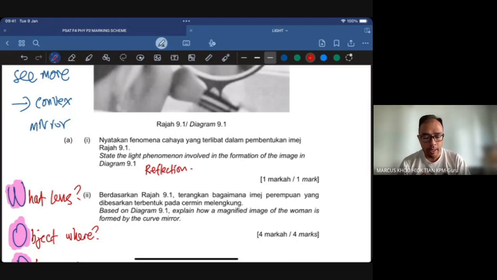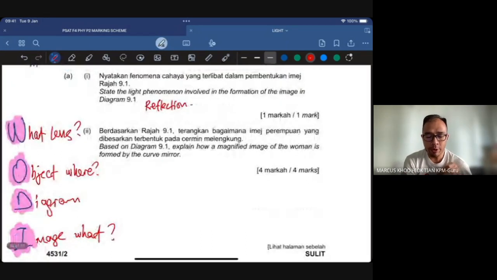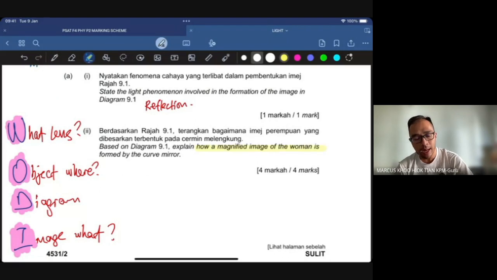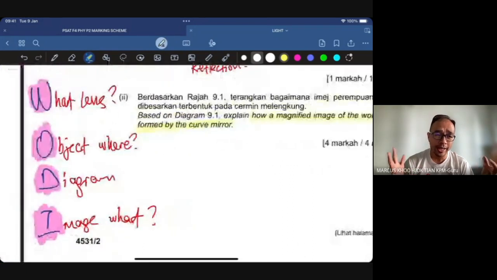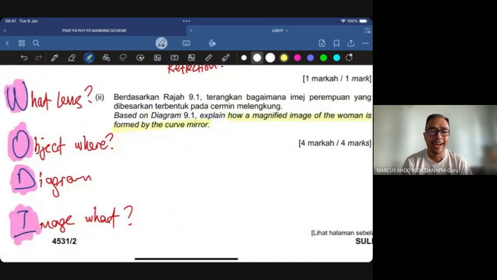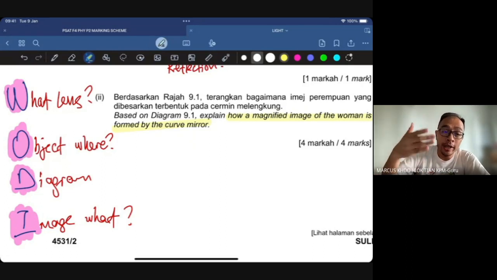Now, based on diagram 9.1, and this is everybody's problem when it comes to talking about how the image is formed, I want to introduce to you a shortcut. We call it the Woody shortcut, or I call it the Woody shortcut. I should patent this. So you want to have 4 points, and you want to talk about how the image is formed on a lens or on a mirror.